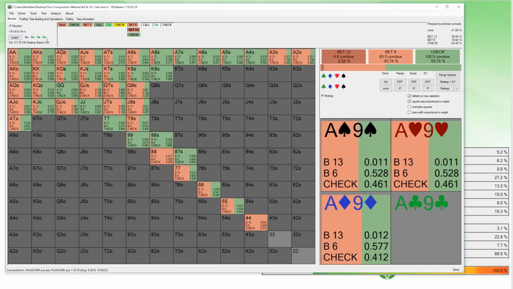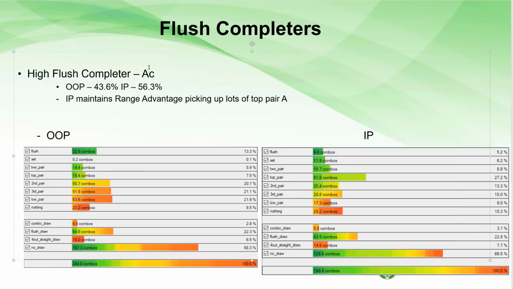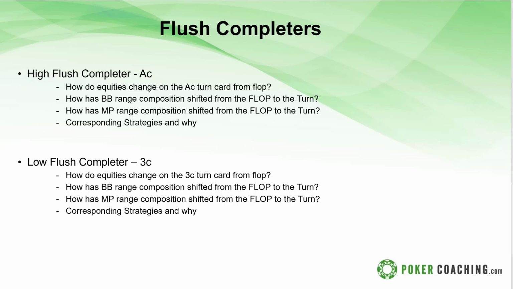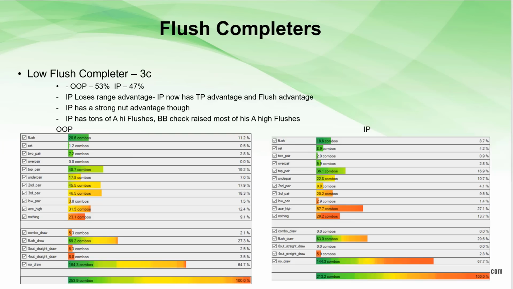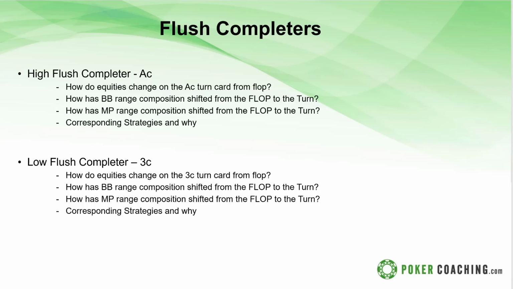But yeah, that's the ace of clubs. We're going to move along here because we're running long. So ace of clubs, we covered that. Let's look at the low flush completer now, the 3 of clubs. How do equities change on the 3 of clubs turn card from the flop?